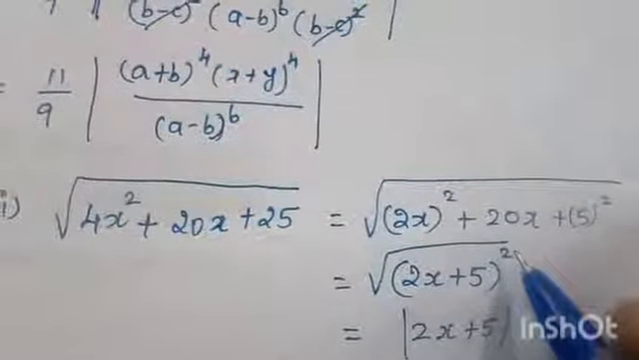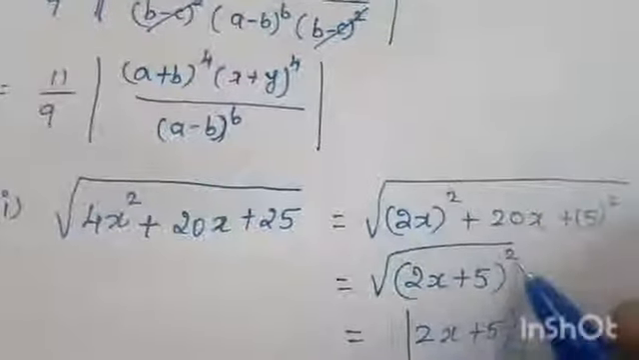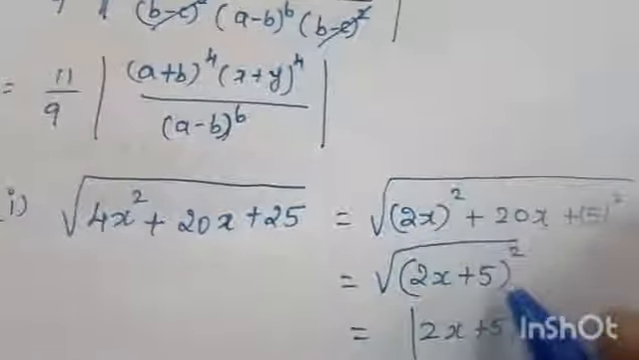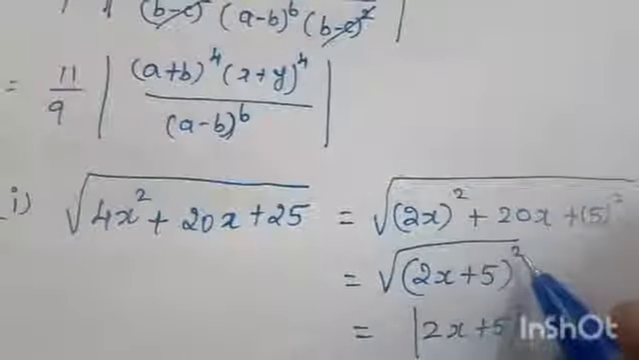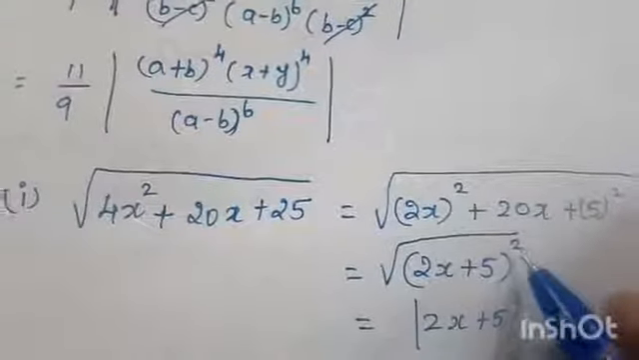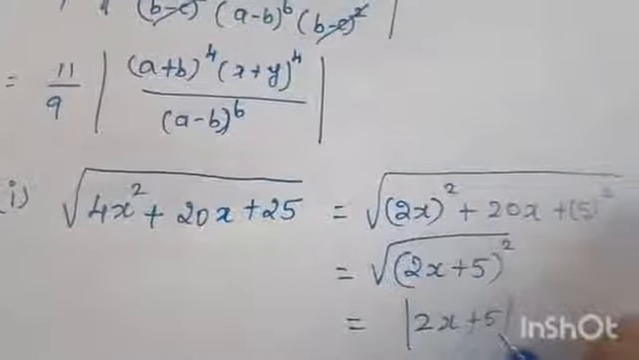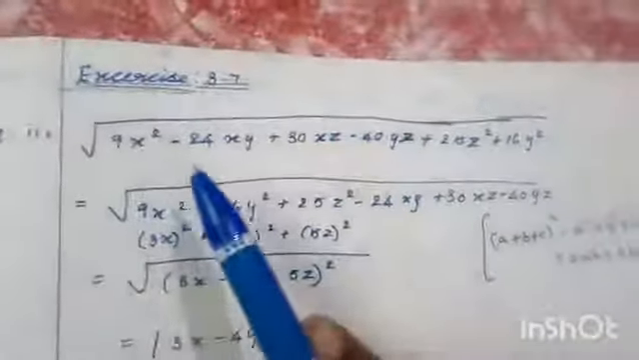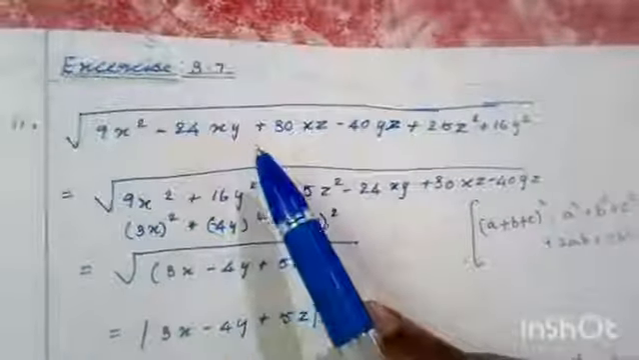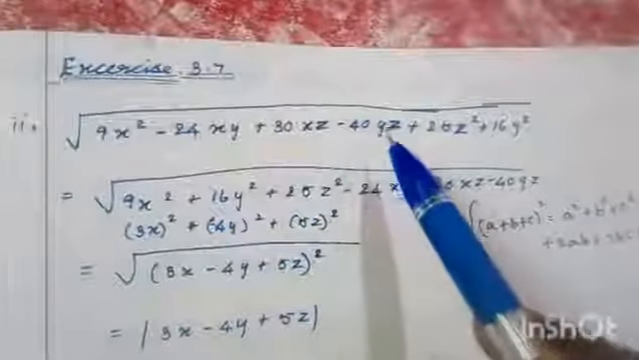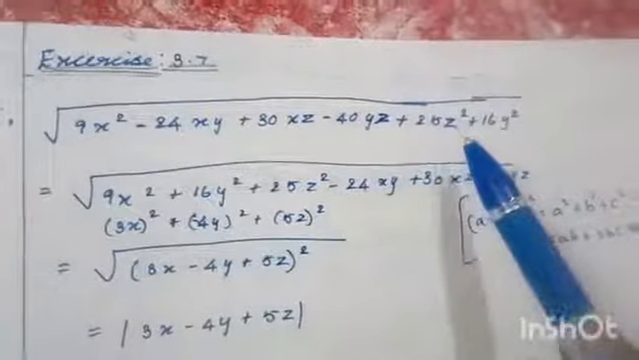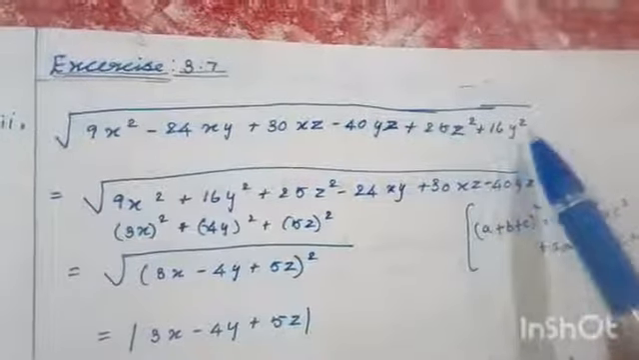When the square root is taken, the power is reduced, so (2x + 5) comes out of the square. It becomes the absolute value of 2x + 5. Now the second question: 9x² − 24xy + 30xz − 40yz + 25z² + 16y².